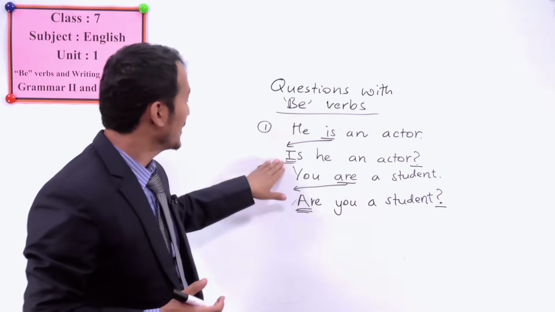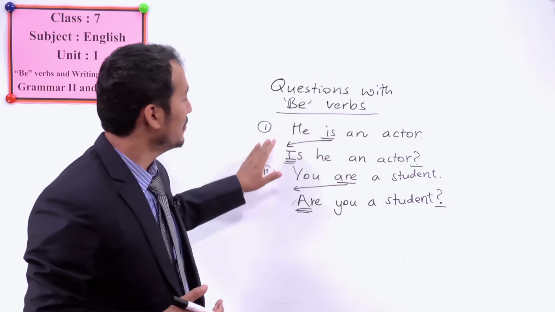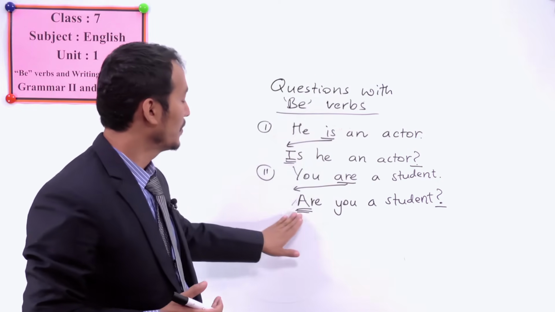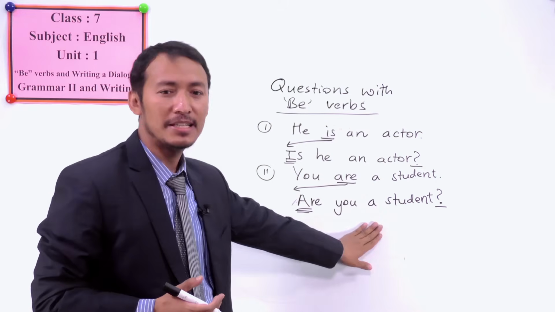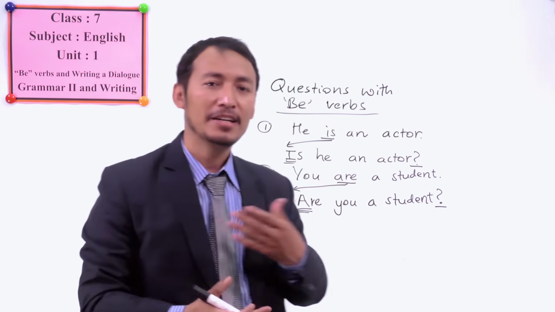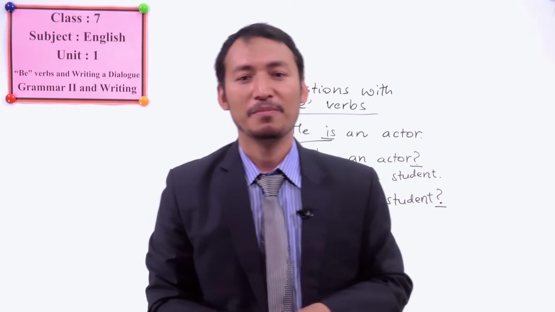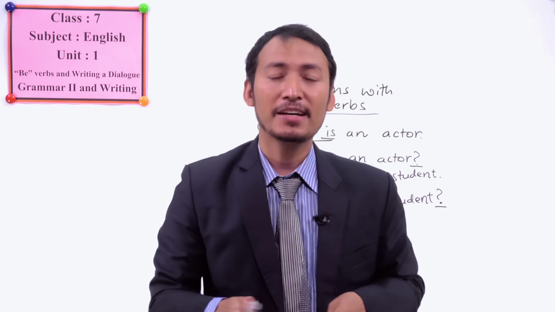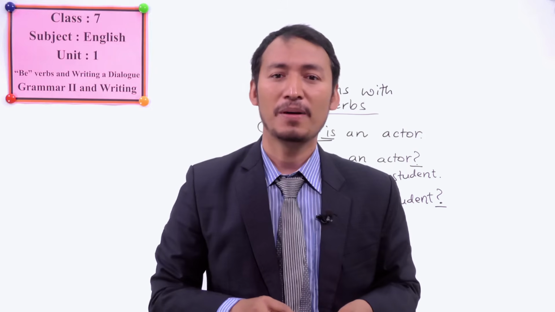And in a similar way, in the past form of the be verbs, for the past of is, we can say, was he an actor, or were you a student? Likewise, we can also make negatives by adding not right after these be verbs. Okay, students, these are the things that we need to know about the be verbs.